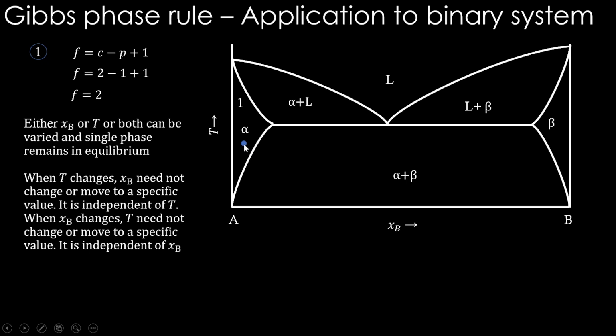Meaning, if from here I go to left or right, I am changing composition, right? And I will still have alpha in equilibrium. So if I perturb it a little bit, will I remain in the same phase equilibria? That is the question. That perturbation is what movement of variables we are talking about. So here if we perturb the composition or the temperature, we are not going to see any change in this alpha single phase equilibrium. So that is why we say degrees of freedom are 2 in this case.